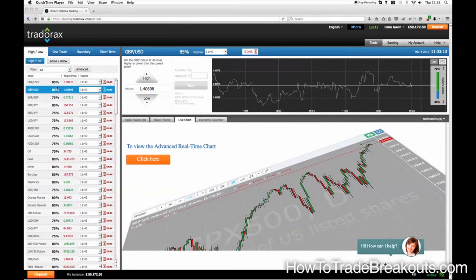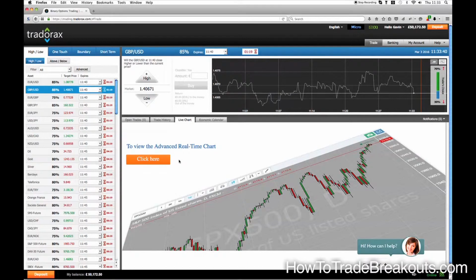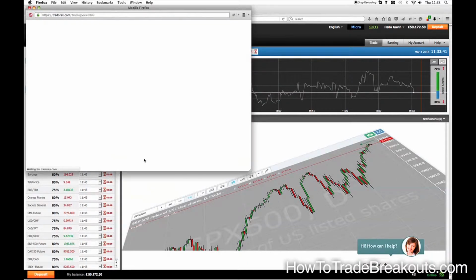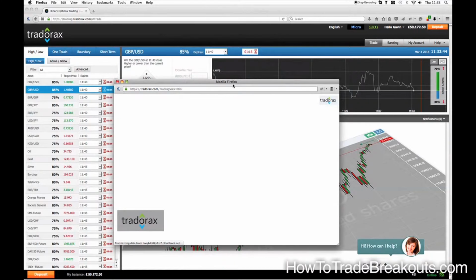That means if you want to work out how many wins you have to have compared to how many losses you have, if you divide 1 by 0.85, you're going to get the number of wins you need versus losses just to break even. But right, how do we decide which market or when to get in, when to get out? First step, click here. You're going to get a live real-time chart with a few more options you can play about with to see where the market is and what you think is going to happen.